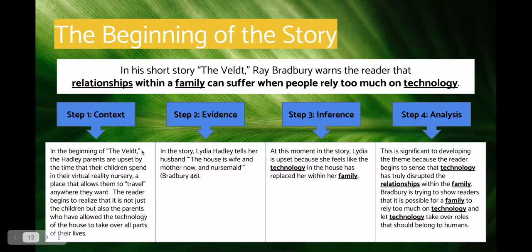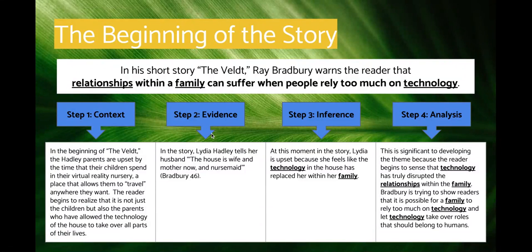I've done part 1 for you, the very first part of the story. If you notice, I begin with the context. This is the beginning of the story, and this is the summary of it, something we've been practicing as well. I say, in the beginning of "The Veldt," the Hadley parents are upset by the time their children spend in their virtual reality nursery, a place that allows them to travel anywhere they want. The reader begins to realize that it is not just the children, but also the parents who have allowed the technology of the house to take over all parts of their lives. So that is the summary of that first part.